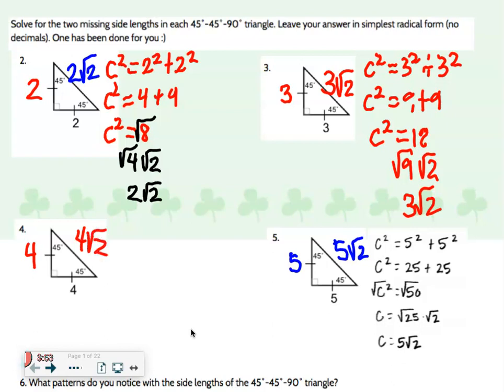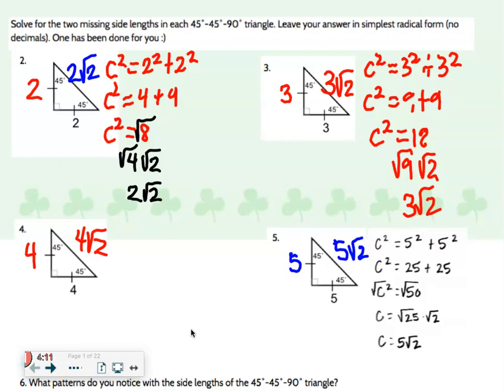So 4 root 2. For the future, if we have one of these, it even works with decimals. So if you ever have a 45, 45, 90 triangle, you can work it all out if you want, but if you remember the pattern, use the pattern.